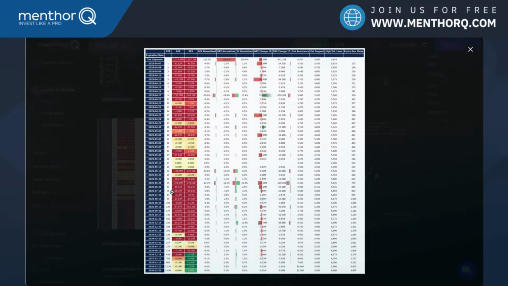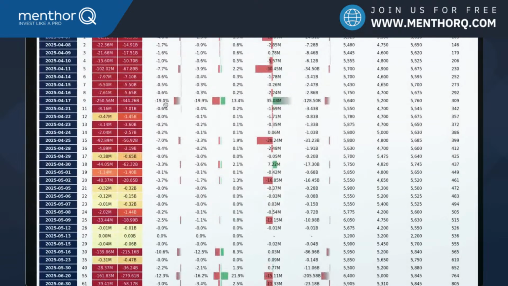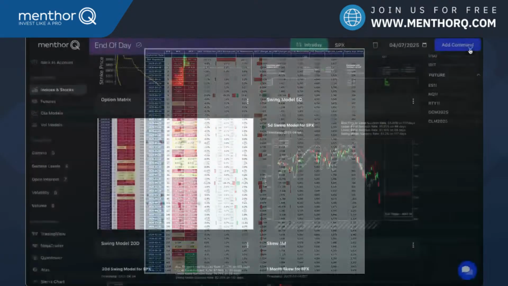Here we see the matrix. So we have basically negative positioning on basically all the expirations for 2025 at least. And of course, we know that next week on the 17th, we're going to have 19% negative gamma expiring that week, right? So that's going to be a very, very important expiration.